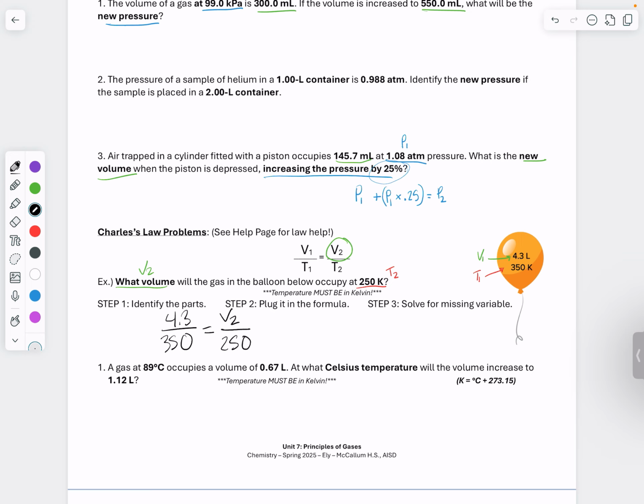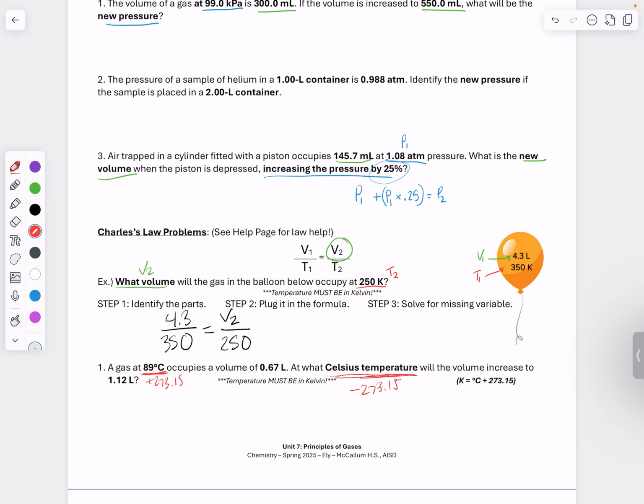Now you have other ones down below. It says, right here, this is given to you in Celsius. Well, you better add 273.15 to it. You're going to get an answer in Kelvin, but it wants the Celsius temperature. So at the very end, after you find your answer in Kelvin, you're going to have to subtract 273.15, okay? So don't forget that.